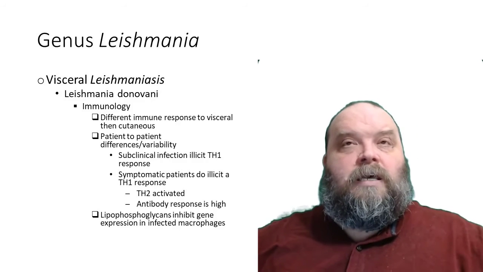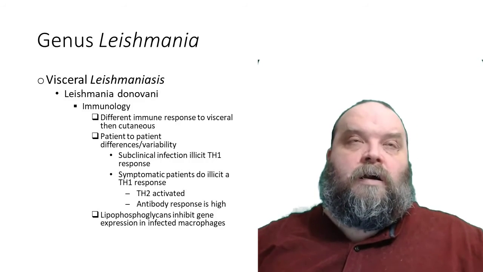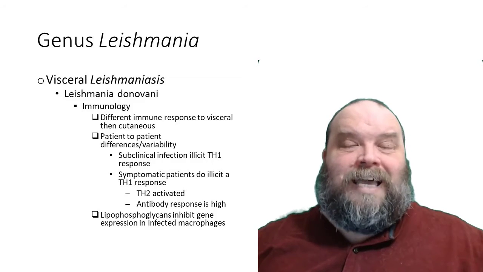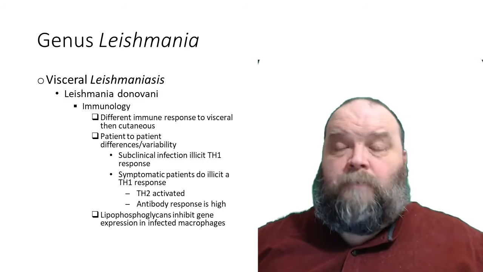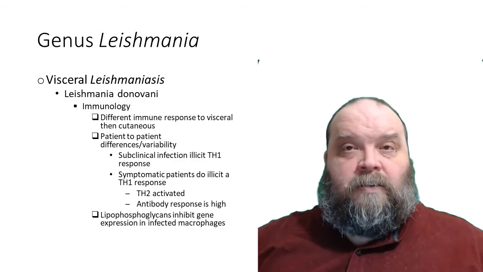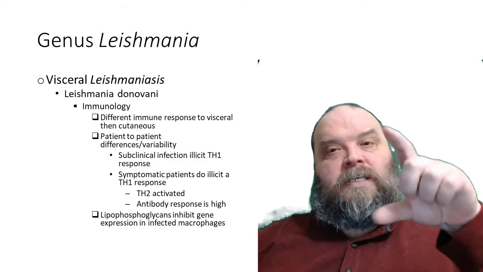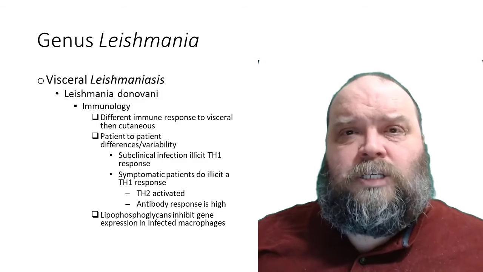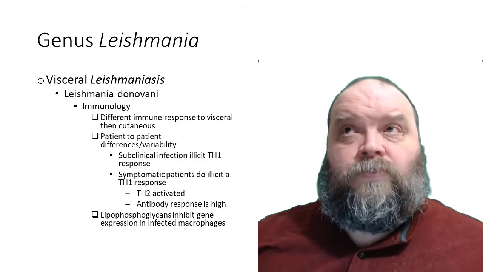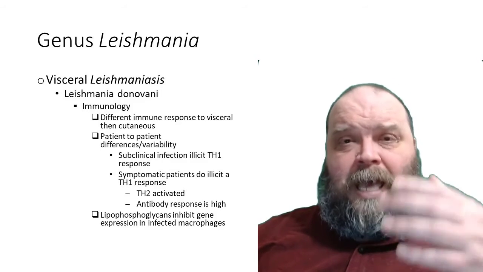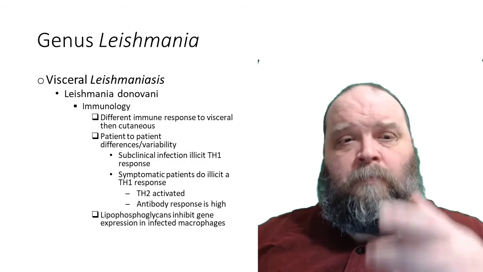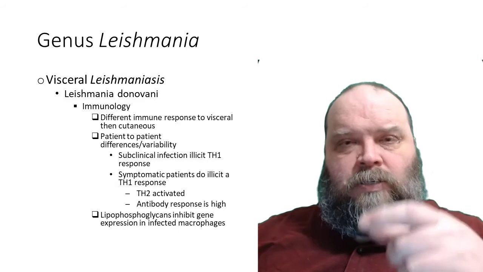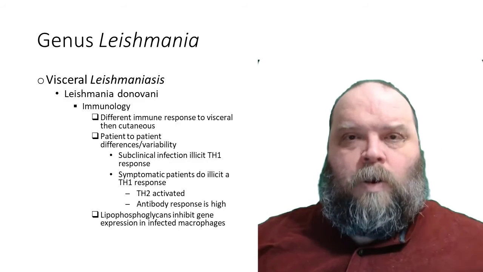What we also see is we're starting to study and find that there are different phospholipids. Lipophosphoglycans: it's a phospholipid in the plasma membrane of donovani that has specific sets of sugar moieties on it, and these seem to inhibit gene expression of the macrophages. So, an evolutionary adaptation by Leishmania inhibits the intracellular responses of our cells.